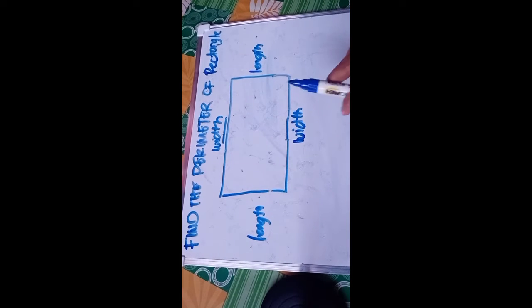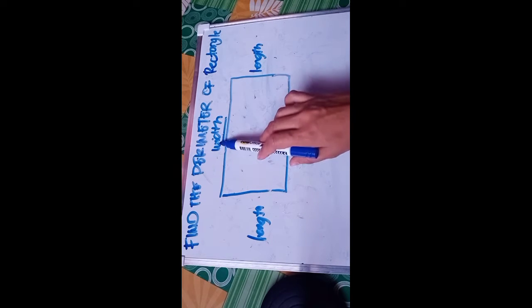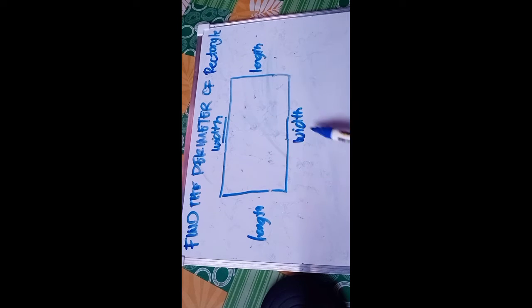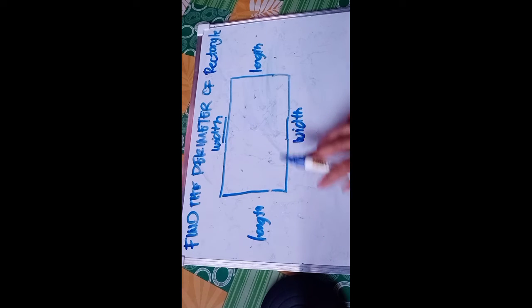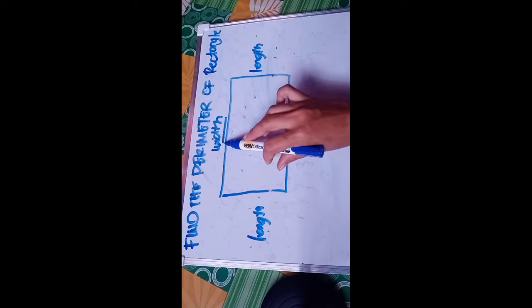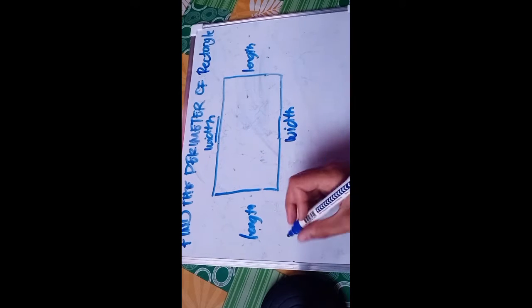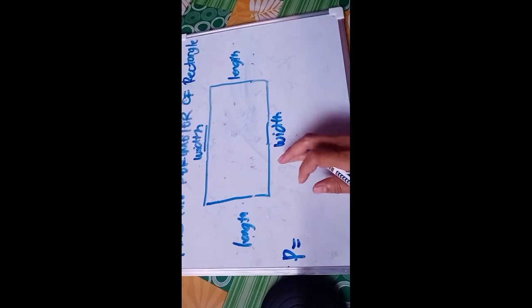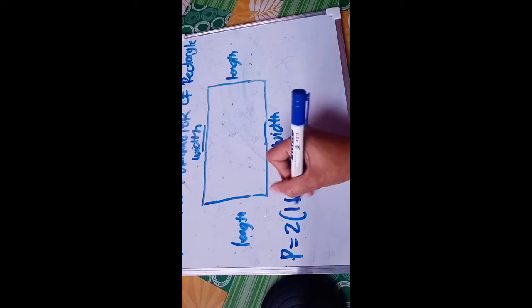So now find the perimeter of a rectangle. This is the figure of the rectangle. This is called the width. So there are 2 widths and there are 2 lengths. Now the perimeter of a rectangle is the total distance of its outer boundary. It is twice the sum of its length and width, and it is calculated with the help of the formula. So our formula is perimeter equals 2 times length plus width.